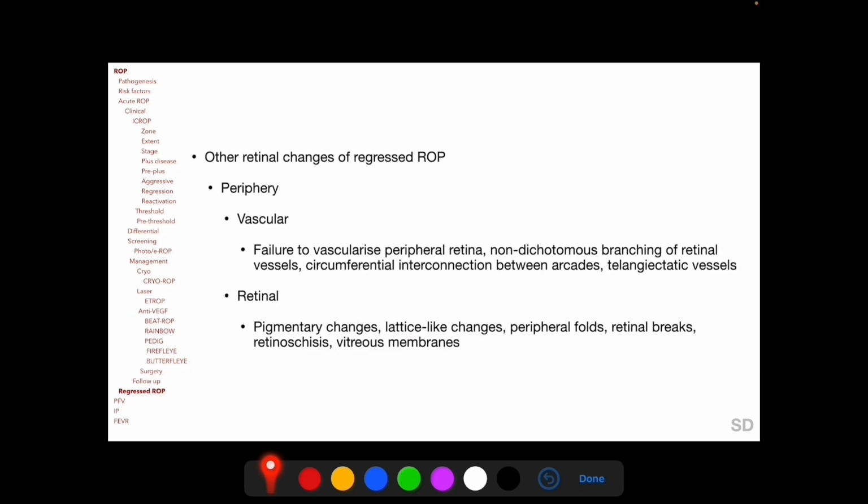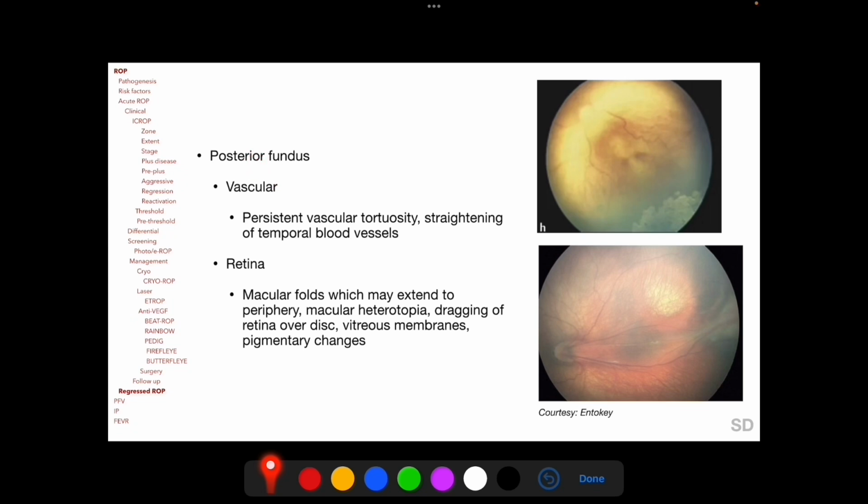In addition to retinal detachment, there are numerous other retinal changes of regressed ROP, and we'll be mentioning only a few. Peripheral vascular changes may include failure to vascularize peripheral retina and circumferential interconnection between arcades. Peripheral retinal changes may include lattice-like changes, peripheral folds, retinal breaks, and retinoschisis. Vascular changes in the posterior fundus include straightening of temporal blood vessels, as seen here in this clinical photograph, and retinal changes in the posterior fundus include macular folds, which may extend to the periphery, as also seen here in this clinical photograph, and macular heterotopia, that is, displacement of the macula from its normal position.